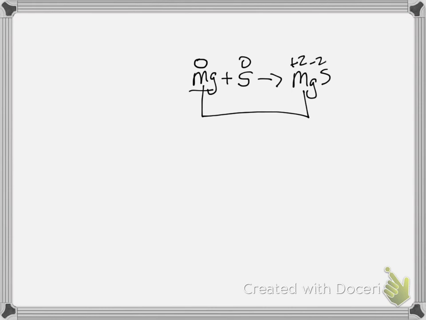So what can you say about the oxidation state in magnesium from left to right? It lost 2 electrons to become more positive, right? If you're losing negative things, you become more positive. What can we say about sulfur? It gained electrons, because you're gaining more electrons.